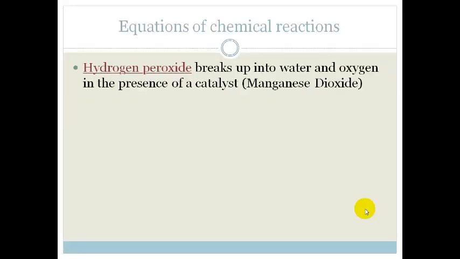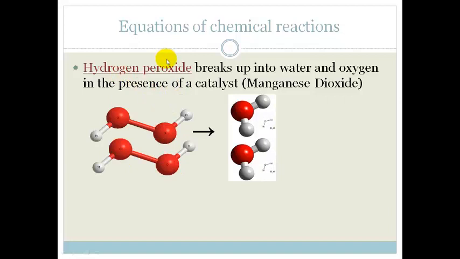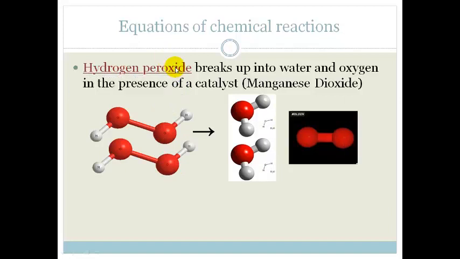In this lesson, we're going to be looking at the conservation of atoms and mass within reactions. If we look at the equation of a chemical reaction, the first reaction we're going to look at is the one where hydrogen peroxide breaks up into water and oxygen in the presence of a catalyst. If you saw the last video, you would have seen this before, but let's go through it again just to make sure, in case you haven't seen that video for a while.